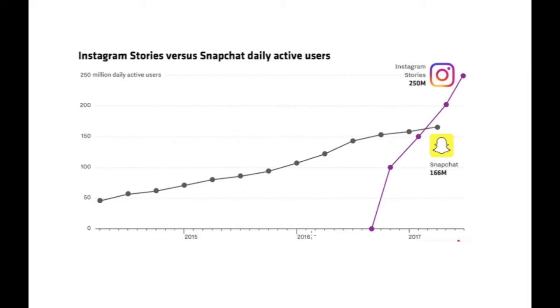This is 2015, 2016, 2017. But Instagram, when they entered towards the end of 2016, because here's 2016, here's 2017, started using Stories. When that happened, you can see how popular Instagram became really quickly. And now Instagram Stories are much more used than Snapchat. It's 250 million versus 166. These are all statistics. This is another example of presented statistics.